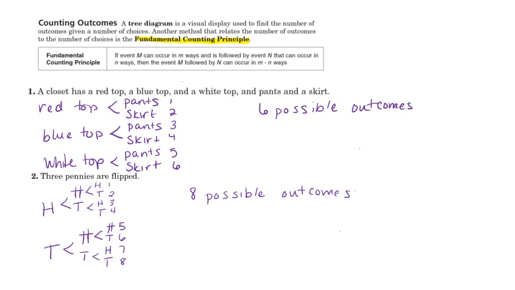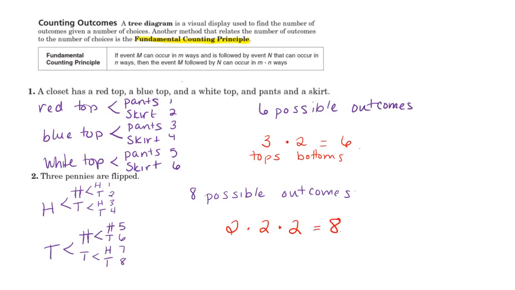All right, so I have 3 tops, and then 2 choices for bottoms, and I just multiplied that together, which is 6. So again, 6 possible outcomes. So each top has 2 possible bottoms. If I want to do the 3 pennies that are flipped, I have 2 choices for the first flip, 2 choices for the second flip, and 2 choices for the third flip. And then 2 times 2 times 2 equals 8.